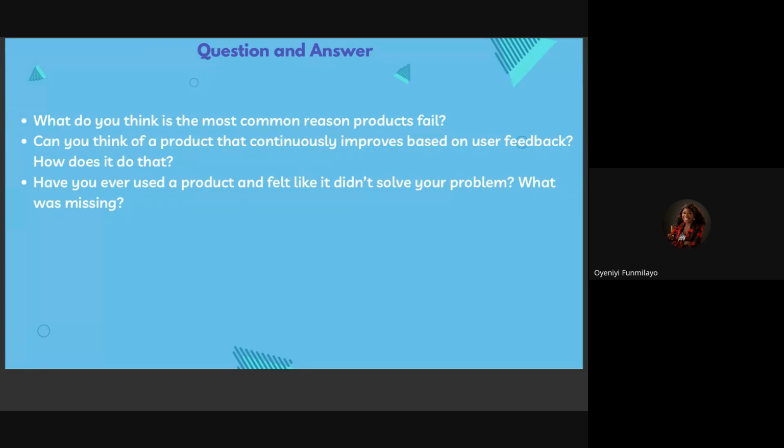Amazing. I think I agree with you, right? Because even me, I would say Piggyverse, because you could see that anytime somebody says something on Twitter, for instance, they are always listening, and you can see they're responding like, "Oh, I'm so sorry for this. I'm currently working on this." Even with their mails, they send you messages so you know that in the next few days you will see something change, right? So, have you ever used a product and felt like it doesn't solve your problem? What was missing?